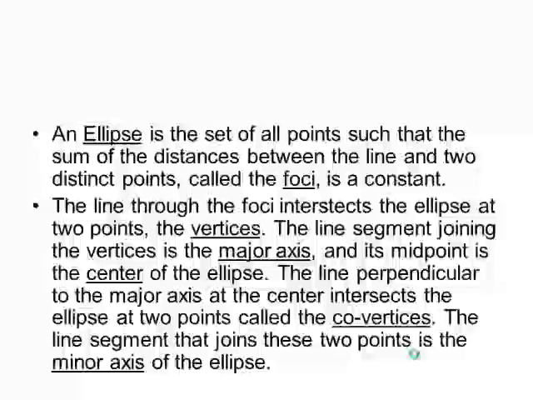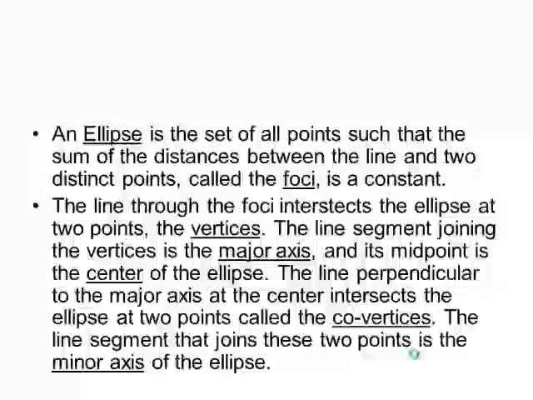So we had this definition. An ellipse is the set of all the points so that the sum of the distances between the point and the 2 points called the foci is a constant. The singular of that is focus. So for one of them, we'll say it's a focus. If we're talking about both of those points, we'll call them the foci.